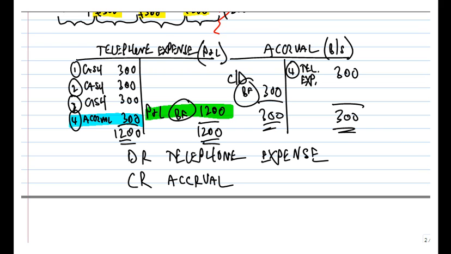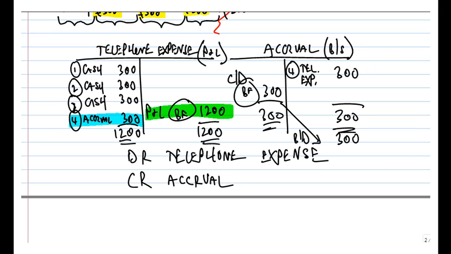So we'd have a carried down balance of £300. And remember, that would get carried down onto the other side. So at the beginning of year 2, we've got a brought down balance of £300 because on the 1st of January of year 2, we still owe the telephone company that £300. We've used the phone for 3 months, we owe them the money.